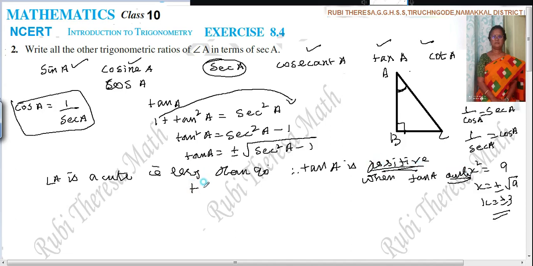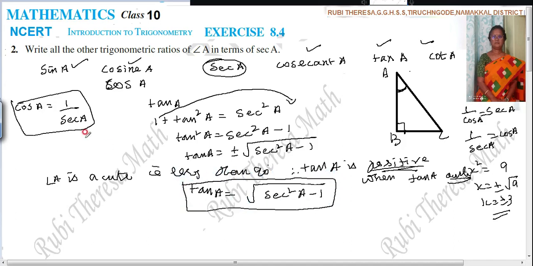So what will you write? Tan A equal to plus. Since it is plus, no need to write the symbol. Tan A equal to root of secant squared A minus 1. This is one answer. So cos A, tan A we finished.